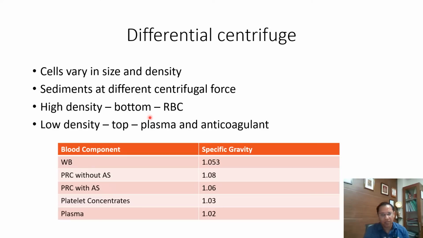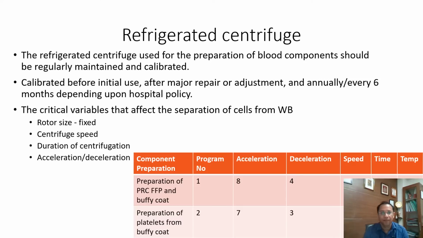It's high density, it settles to the bottom. You can see the density of the RBC or the whole blood, the specific gravity is 1.053. A low density medium would be on the top, like plasma and an anticoagulant. So you can see the specific gravity of plasma is the lowest, it is 1.02, therefore it stays on the top. Platelet concentrate is 1.03, packed red cell with additive solution is 1.06, packed red cell without additive solution is 1.08, and whole blood is 1.053 specific gravity.